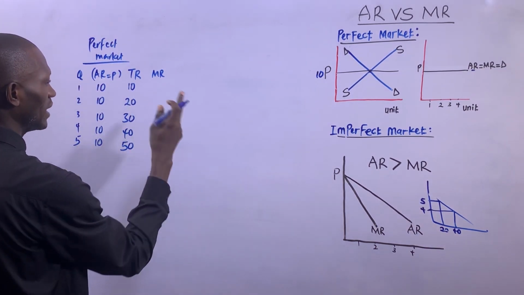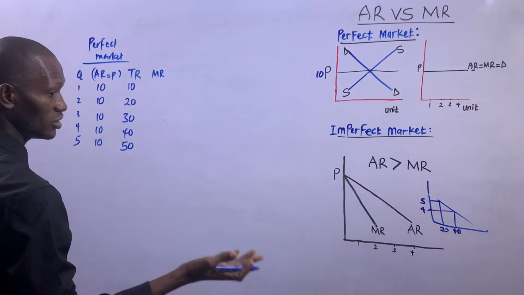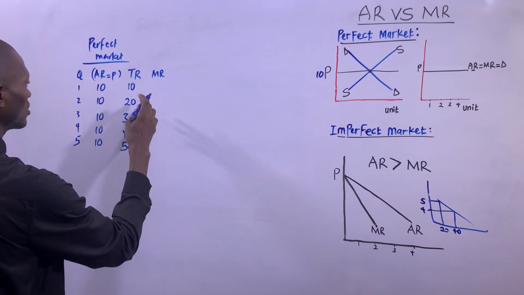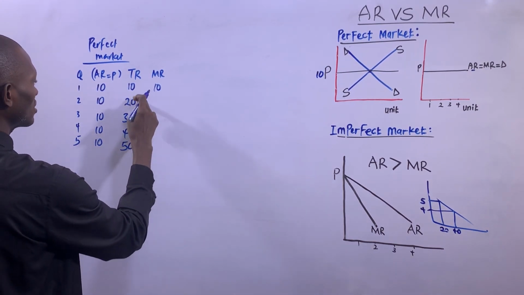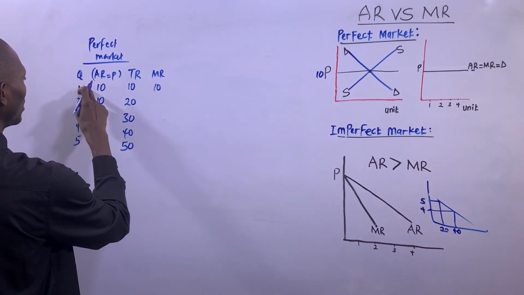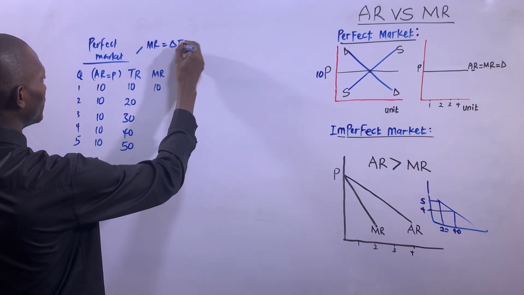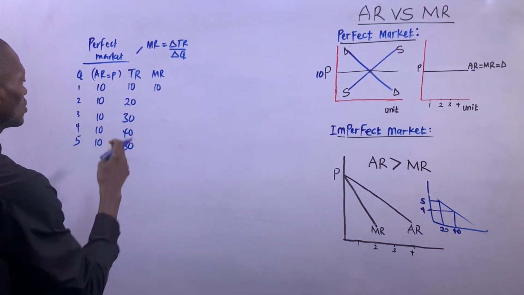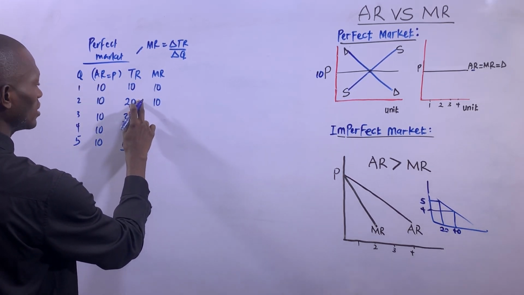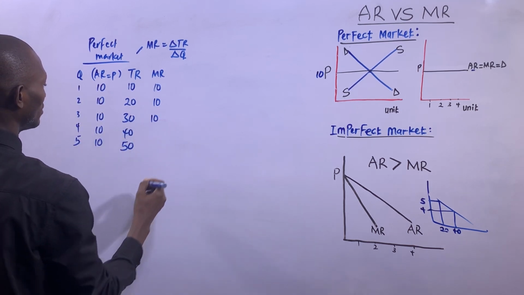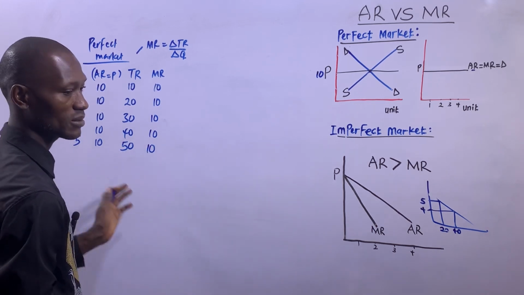Your marginal revenue, like I said, is always the same as the average revenue and the demand curve for each firm in a perfect market. Your marginal revenue is going to be 10, because your total revenue is 10 here. Marginal revenue is change in total revenue divided by change in quantity. So 20 minus 10 divided by 2 minus 1 gives us 10. 30 minus 20 divided by 3 minus 2 gives us 10. 40 minus 30 divided by 4 minus 3 gives 10. So this is basically what you have.